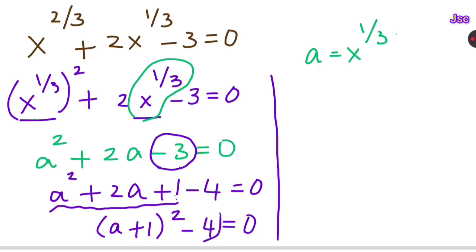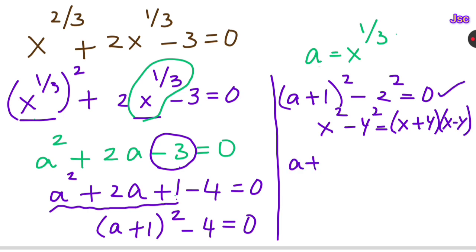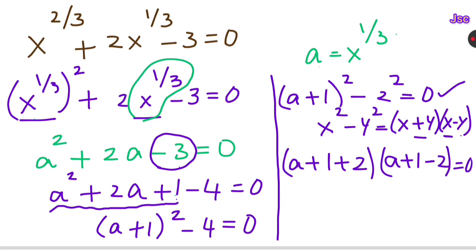So this 4 we can write as 2 raised to the power of 2, (a plus 1) whole raised to the power of 2 minus 2 raised to the power of 2 is equal to 0. Now it is in the form of x raised to the power of 2 minus y raised to the power of 2. Simply we can write this as (x plus y) times (x minus y), isn't it? Here x is a plus 1, y is 2, so (a plus 1 plus 2) times (a plus 1 minus 2) is equal to 0.